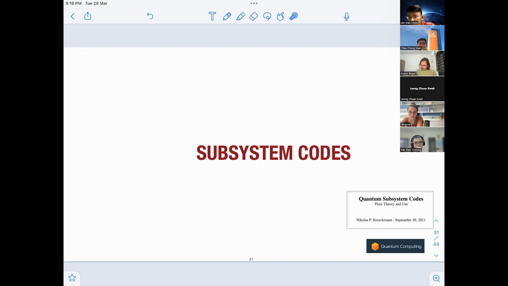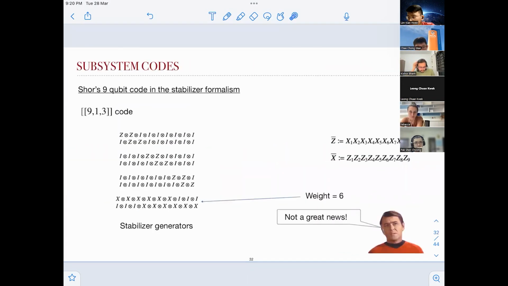For this one, I took some information from Brookman's notes, and also from a Stack Exchange, because I found that a Stack Exchange had a very nice explanation. So let's look at Shor's 9 qubit code in the stabilizer formulation. We never discussed Shor's 9 qubit code, but let's discuss it today in the stabilizer formulation. So it's a [[9,1,3]] code. What it means is that it has 9 physical qubits encoding 1 logical qubit, and the distance is 3.